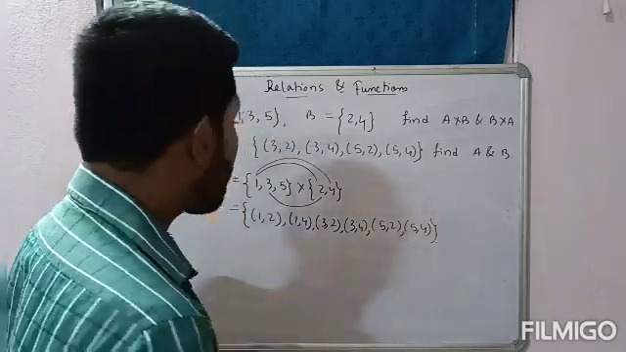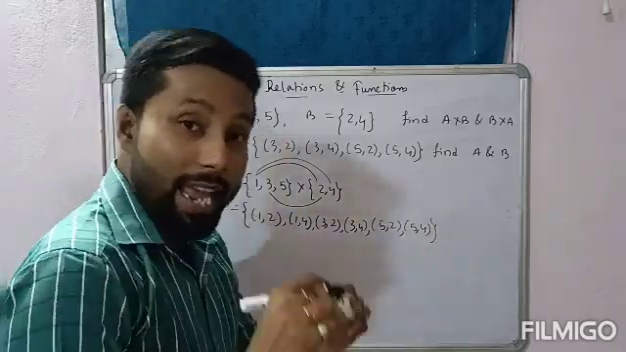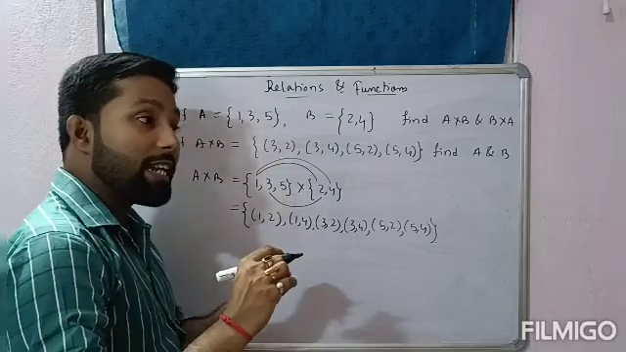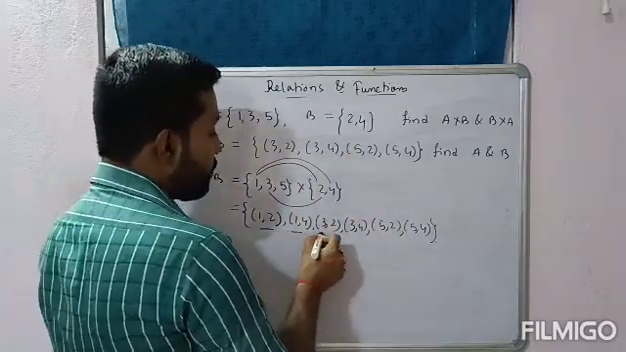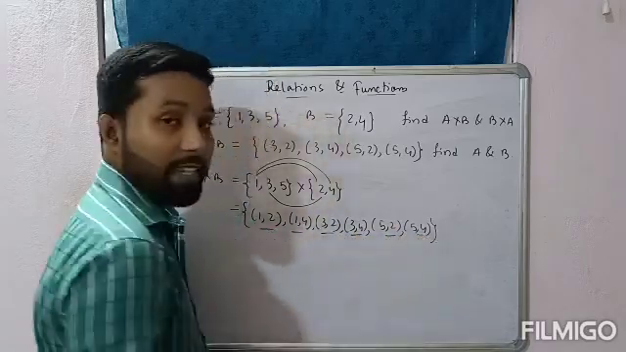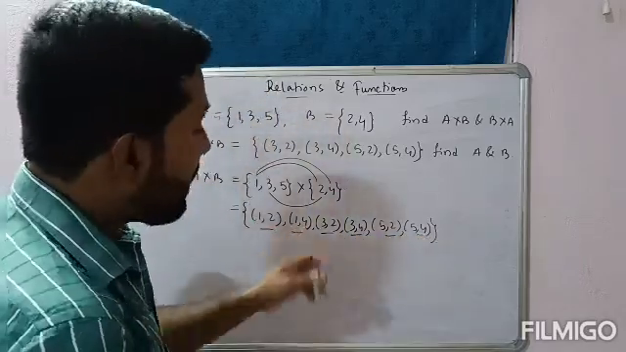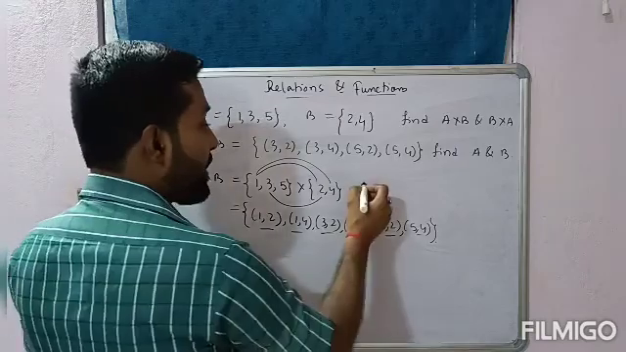Okay, so in A cross B how many elements are there? To check how many elements are in A cross B, you have to count the number of ordered pairs: 1, 2, 3, 4, 5, 6. Okay, if you want to verify whether the answer is correct or not, you can verify also.